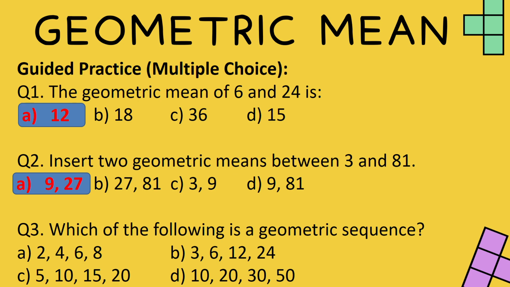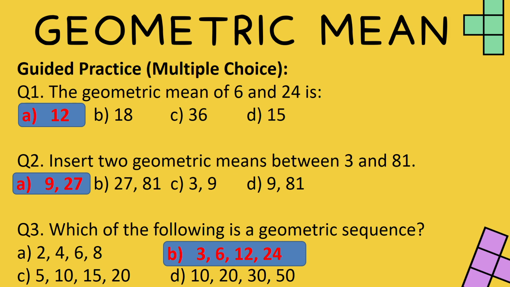And lastly, which of the following is a geometric sequence? Again, you could pause the video so you could answer this. A, B, C, or D. So the answer here is letter B. So here, that's 3 times 2, so that's 6, times 2, 12, times 2, that is 24. Just like the example, or our last example earlier.